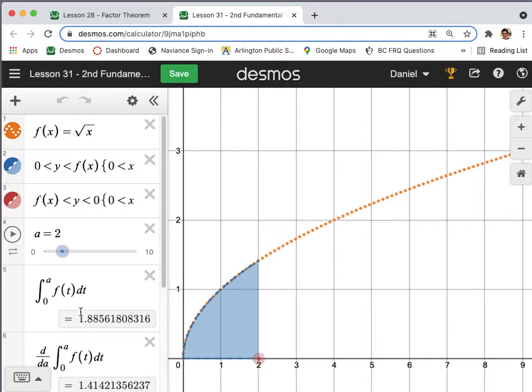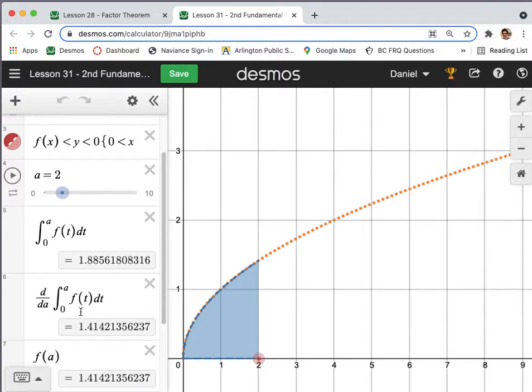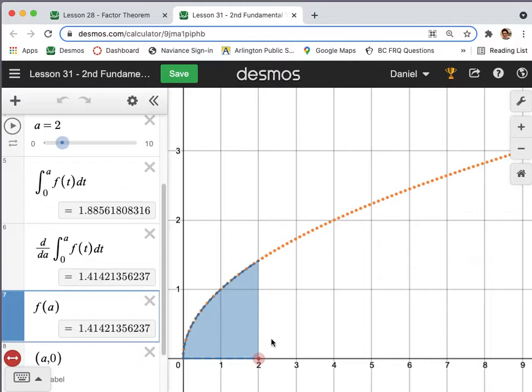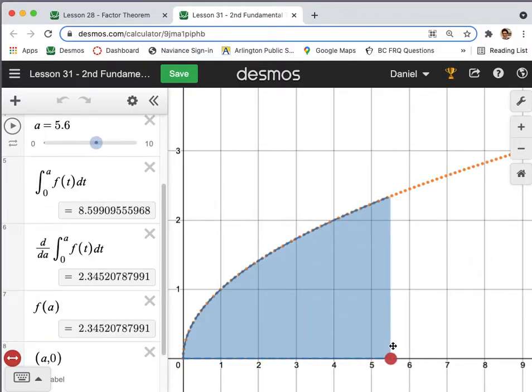What I want you to notice is what I have down here, these next two lines, two different things that are the same. The derivative with respect to a of my accumulation function, remember a is taking the place of x here, because that's how Desmos needs to work, and f of a, so just evaluating this integrand at whatever that number is, well, those are always going to be the same thing. And that's the main point. No matter what I make my a, the derivative of my accumulation function is the same thing as just f of a.